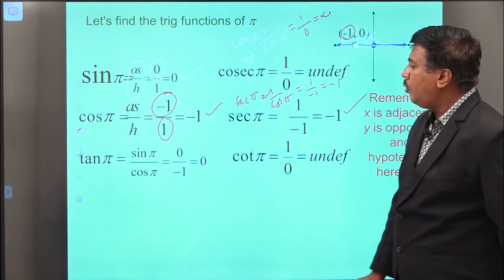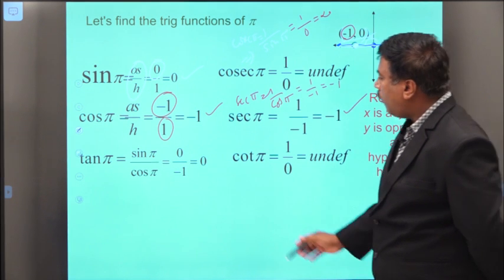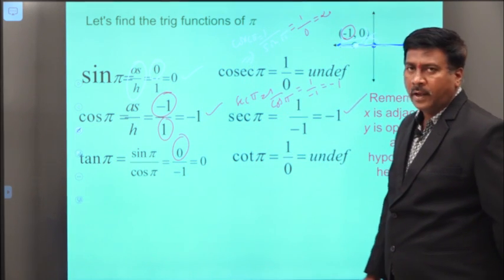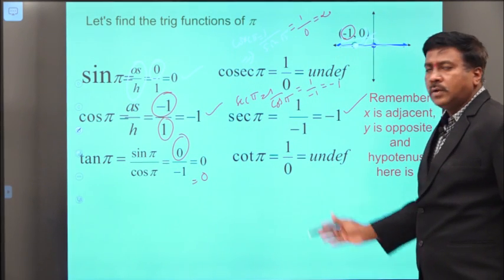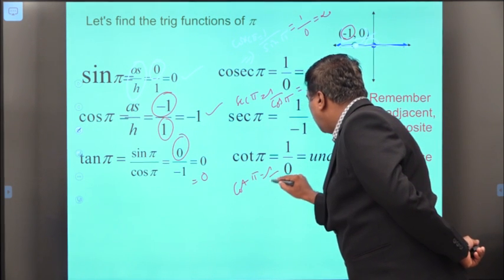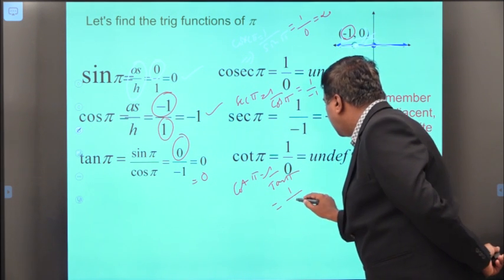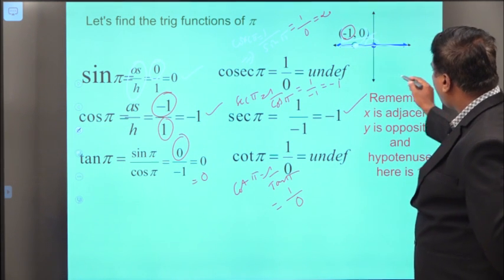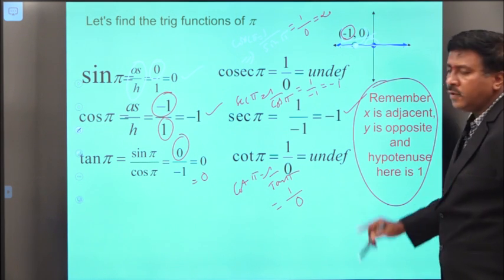Now, tan pi is equal to sin pi by cos pi. The ratio of sin and cos is equal to tan. Already evaluated, sin pi value is 0 and cos pi value is minus 1. Then we will get that value equal to 0. In a similar way, cot pi is the reciprocal of tan, that means cot pi is equal to 1 by tan pi. The tan pi value is 0, so 1 by 0 is undefined or infinity. Please keep in mind that x is the adjacent side, y is the opposite side, and the hypotenuse value here is 1.